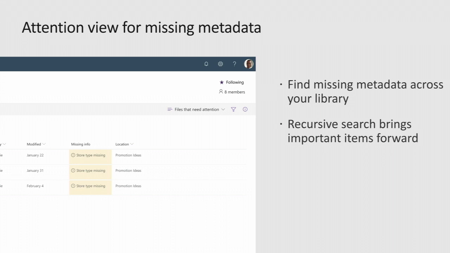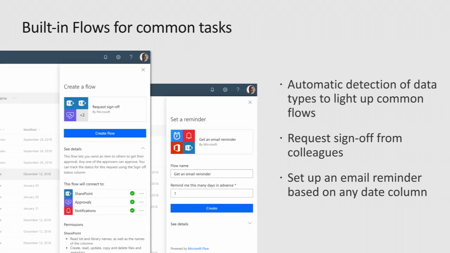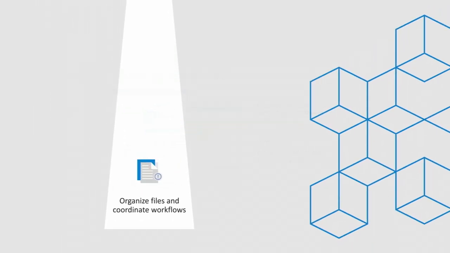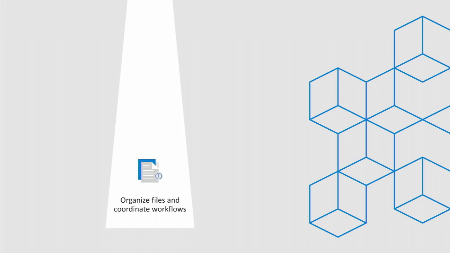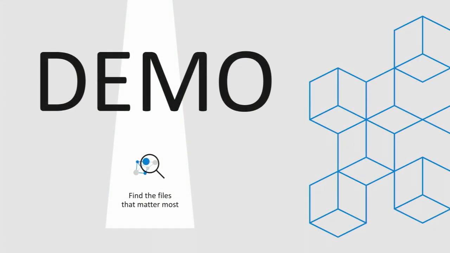We've added the attention view so that you can find missing metadata no matter where it lives in your library. And we've added built-in flows for common tasks based on the kind of data you have. Actually, in the next talk, I'll walk through this other flow here, which is a request access flow. And that's a look at how you can organize flows and coordinate workflows with Microsoft 365. And so I've shown you a lot of the ways that Office 365 lets you and your team collaborate effectively. I want to show you how we're using intelligence to make it easy for you to find the files that matter the most.